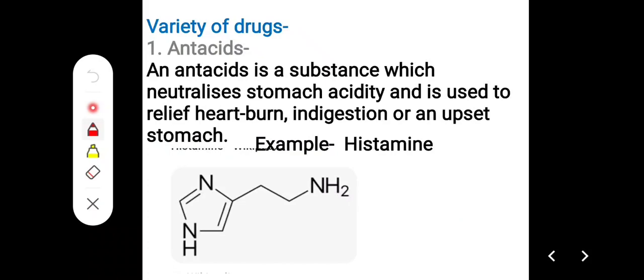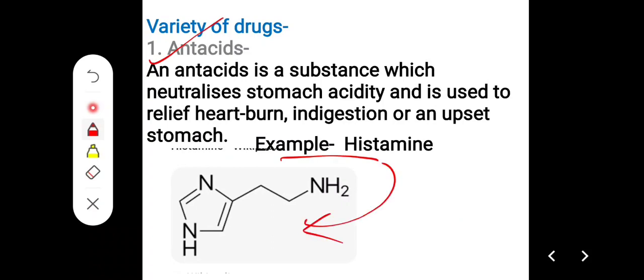First one, antacid. An antacid is a substance which neutralizes stomach acidity. When we eat many foods which are not good for our health and which produce stomach acidity to an extreme range, in that case we have to use some antacid, and this antacid neutralizes the stomach acidity and is used to relieve heartburn, indigestion, or an upset stomach. So we have to know that this type of drug or medicine, used to neutralize stomach acidity and relieve heartburn, indigestion, and upset stomach, is termed as antacid. Example is histamine. This is the histamine structure.